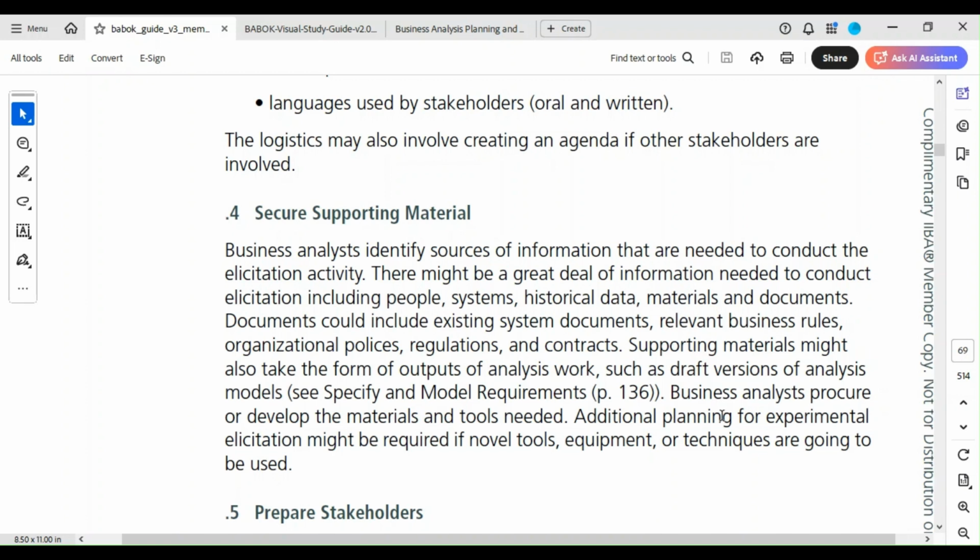Supporting materials might also take the form of outputs of analysis work, maybe let's say before you guys started the project, a survey was conducted and you guys got the result. You'll be like, okay, we are basing our elicitation on this, such as draft versions of analysis models, specify and model requirements. We are going to look at this later on. Business analysts procure or develop the materials and tools needed. Additional planning for experimental elicitation might be required if novel tools, equipment, or techniques are going to be used.